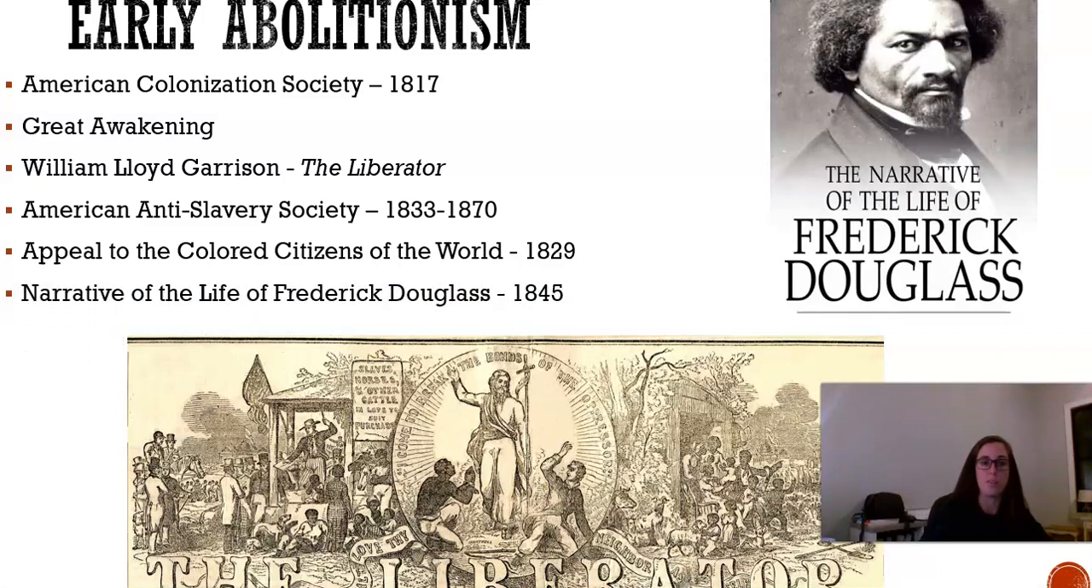And then probably the most famous here, if you've heard of Frederick Douglass, he wrote this autobiography, The Narrative of the Life of Frederick Douglass. Very vivid, really brought a lot of his stories to life. He was a freed black.